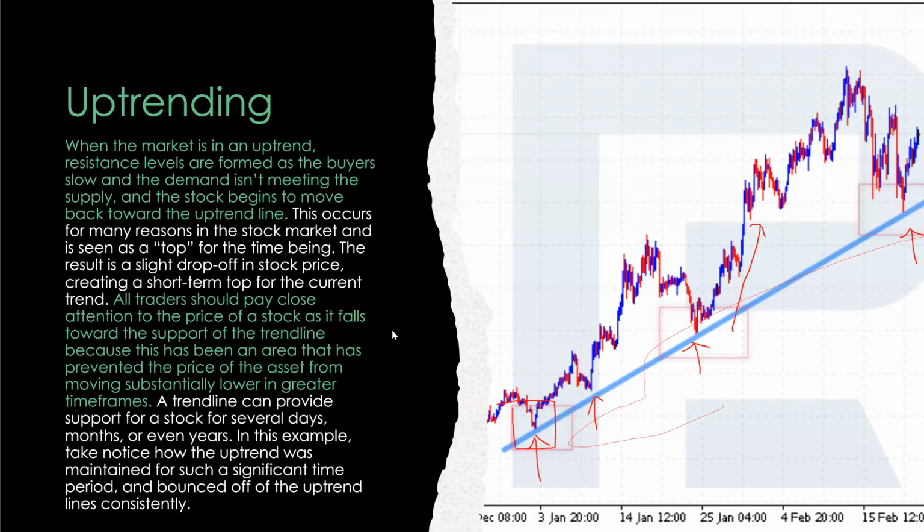All right. A trend line can provide support for a stock for several days, months, or even years. A good example of this is Pfizer. You'll see it has a $39 to $40 resistance going back 10 years. Take a look at how the uptrend maintained for such a significant time frame. So this is from the 3rd of January to the 15th of February. So what we have here is just under 6 weeks of current uptrend being held and not breaking. This is a strong period of uptrending here.